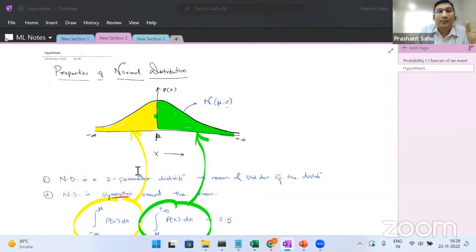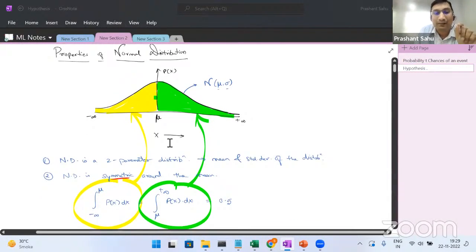Okay, so normal distribution, everyone knows, it's a pretty symmetric distribution. It's a 2-parameter distribution. So we have to know the mean value and the standard deviation. Any normal distribution will be characterized by these 2 parameters. Mu refers to the mean of the distribution. Sigma is the standard deviation of the distribution, correct?